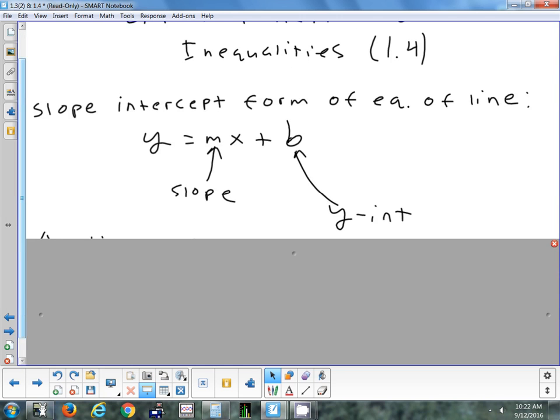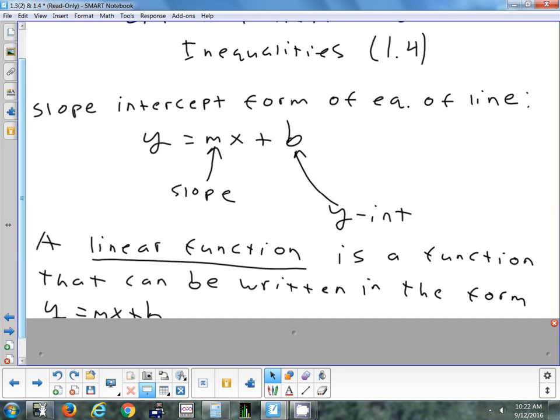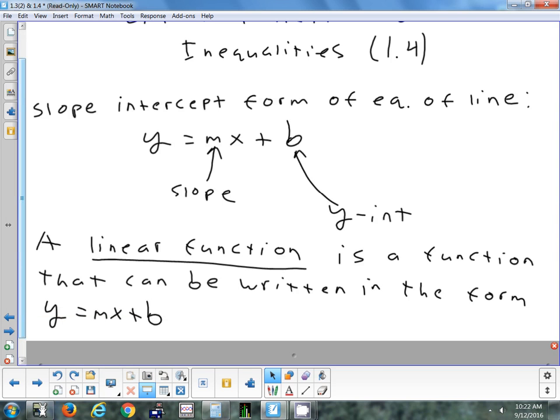Okay, when you graph this, it's one of the simplest kinds of graphs because it's a line. It doesn't curve. It's a linear function. And in fact, anything that can be written in the form y equals mx plus b is called a linear function.